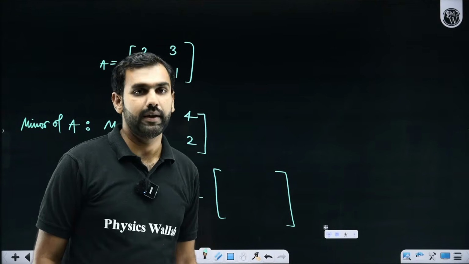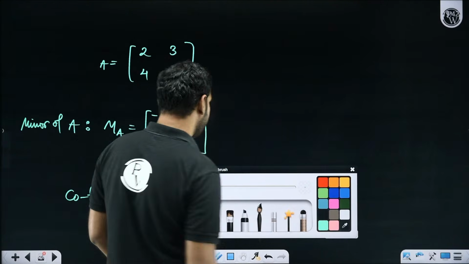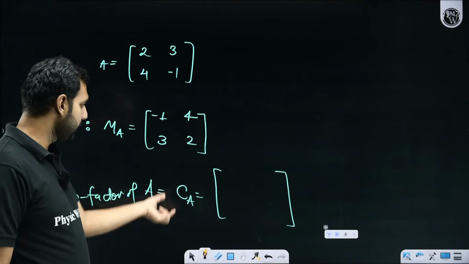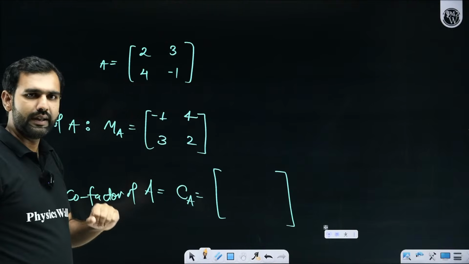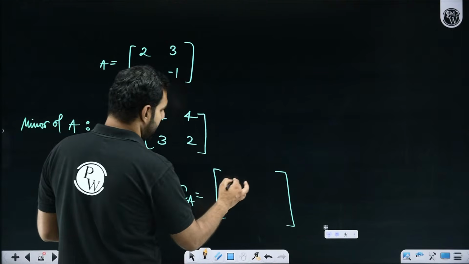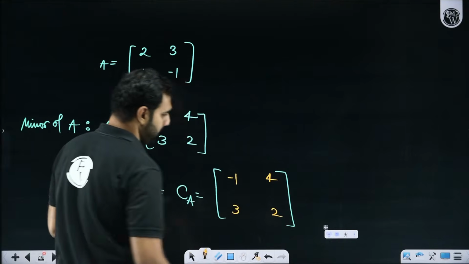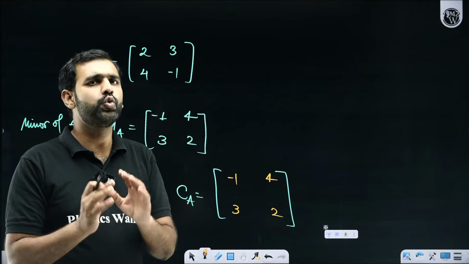Possibly not, but yes, up to a great extent, we'll be doing almost everything. So here, when you talk about cofactor of A, I figured out the minor of A. Let me write that first. It was -1, 4, 3, and 2. This was the minor here.